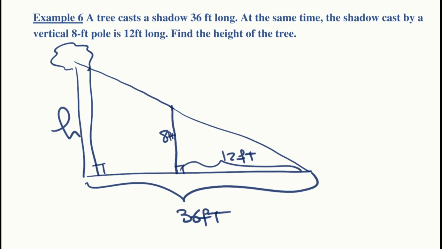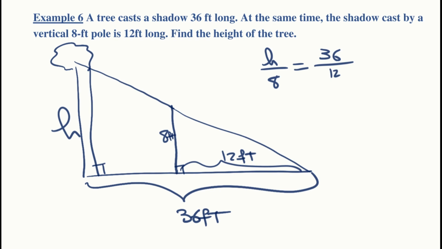So we do know that the length of the pole is 8 feet. So now we're going to set up our proportion. So we're going to say h is to 8. Now remember, h is coming from the large triangle, right? So what goes on the top here is going to be another side from the large triangle. So we'll want 36 over this one, which is how much? 12.